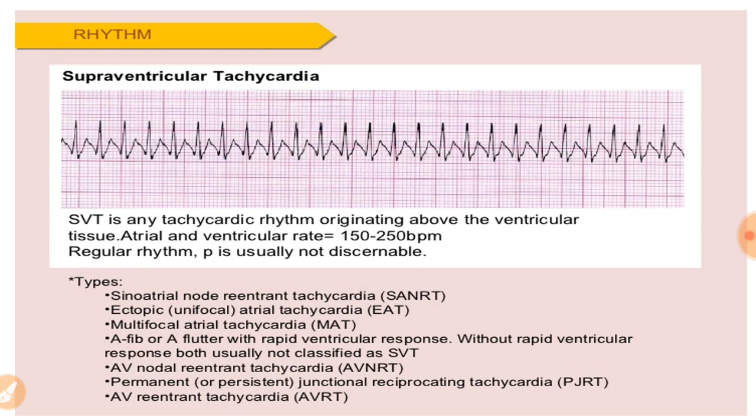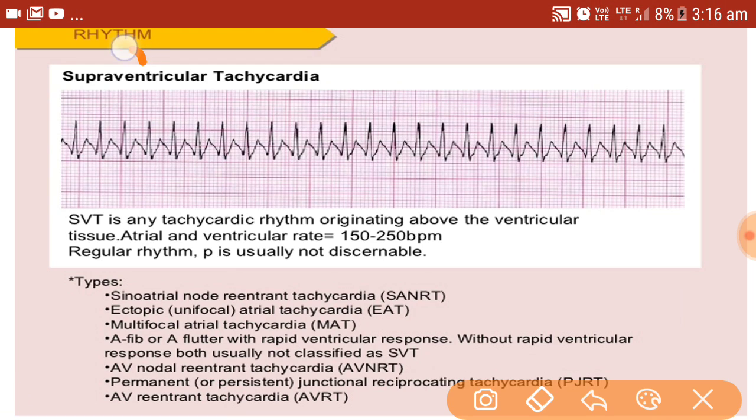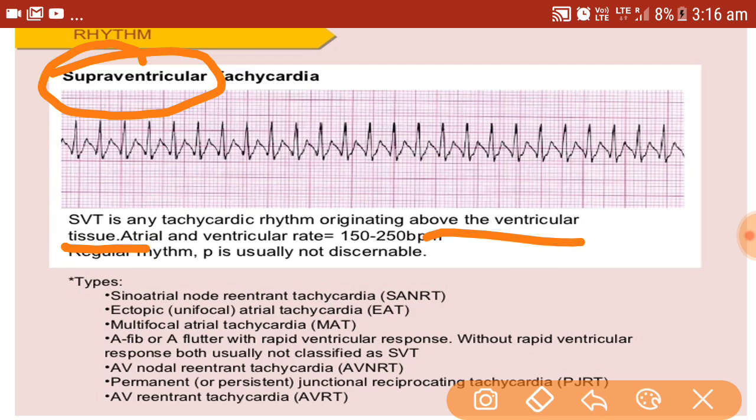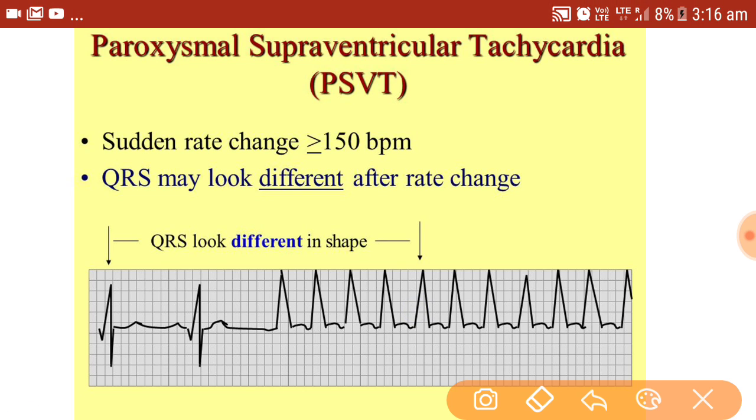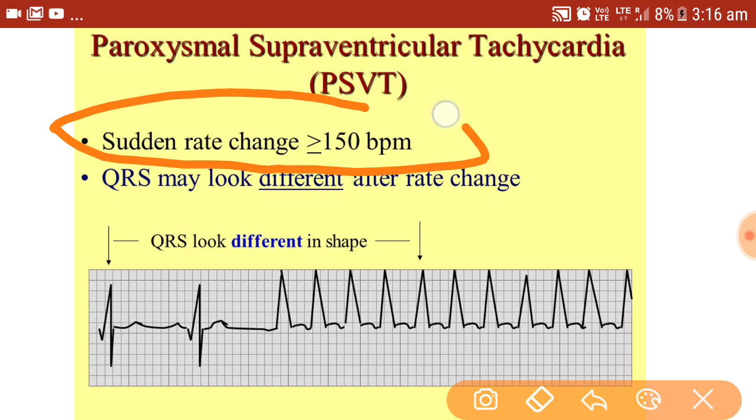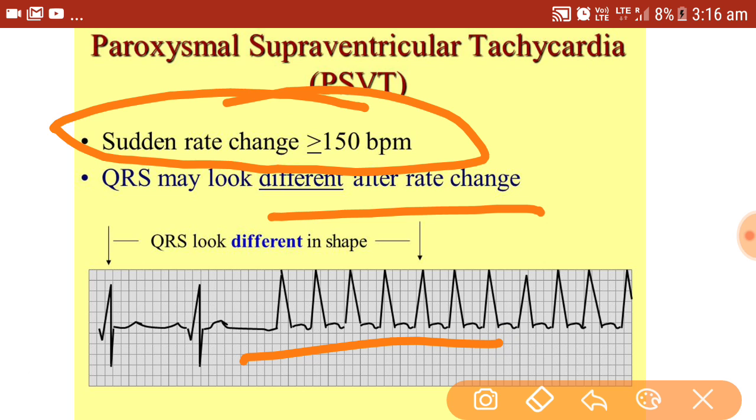Now something called supraventricular tachycardia. Why is it called supraventricular? The name itself is telling that it is arising from above the ventricle, supraventricular. Okay, so here also QRS is normal, whatever is occurring is in the supraventricular part. And paroxysmal we will say when there is a sudden rate change of greater than 150 beats per minute. The QRS may look different after the heart rate change.